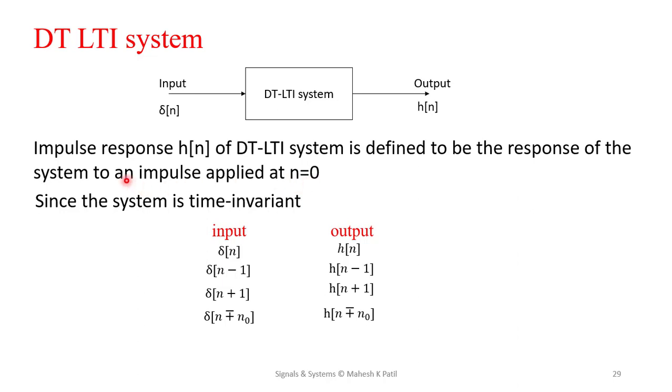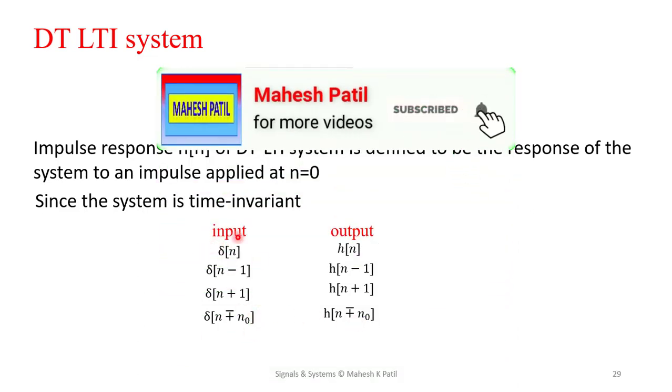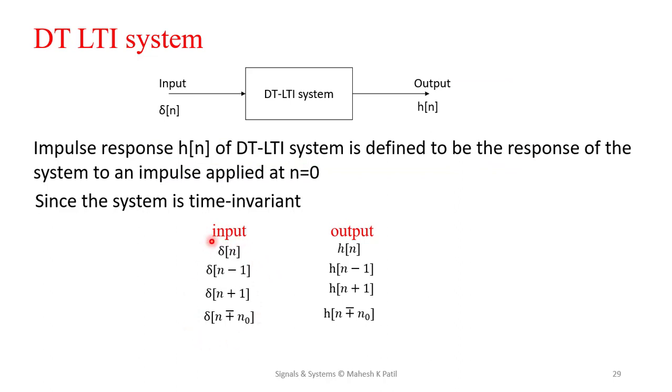Now this DT LTI system is a time invariant system, therefore you can observe here if my input is delta n, the output can be written as h of n. Similarly, delta n minus 1 gives h of n minus 1. So likewise, delta of n plus or minus n0 gives h of n plus or minus n0. It means you can replace the unit impulse signals, that is delta n, by the impulse response h of n.